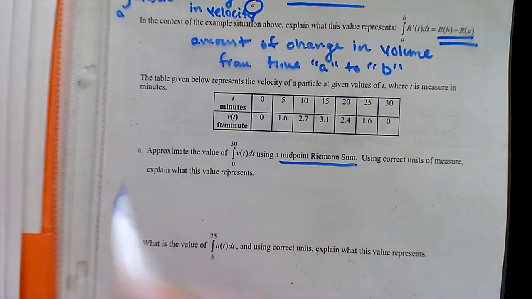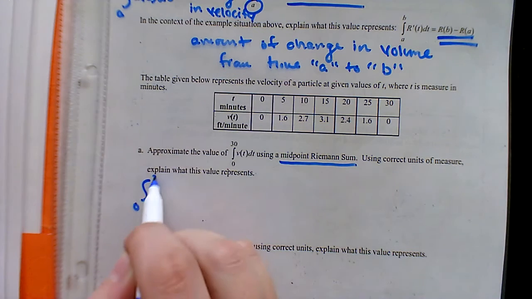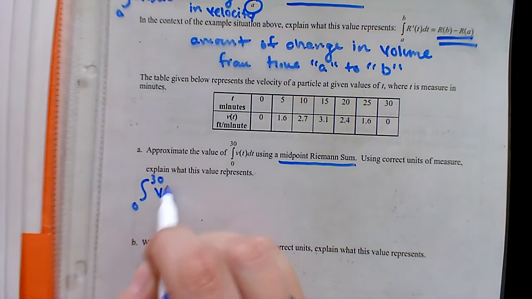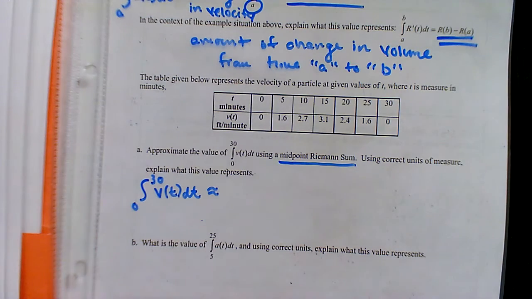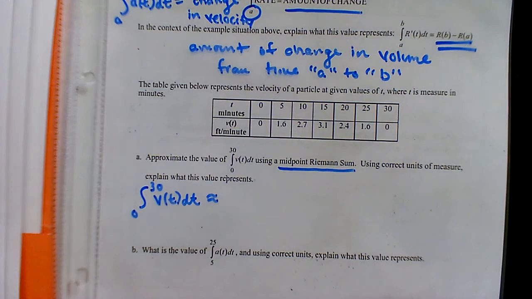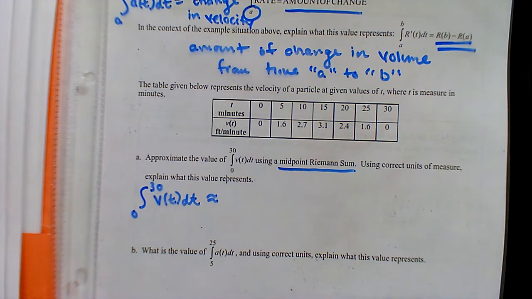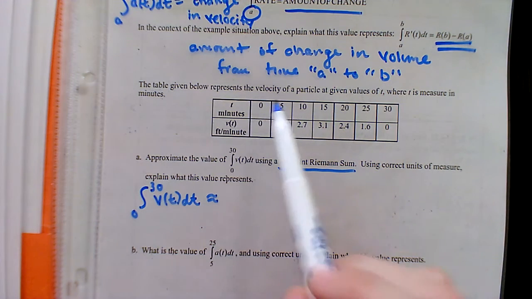Using correct units, explain what this represents. So, how might you want to break up that table to eventually get your rectangles? We could use 3. Okay, now here's what's a little tricky. They don't tell you how many to use, right? Typically they do. So let's think about this.